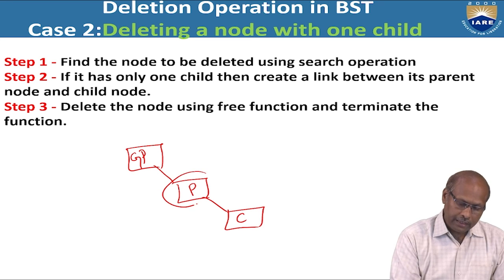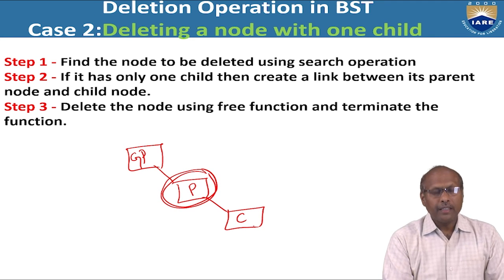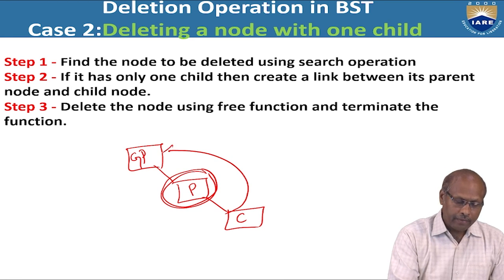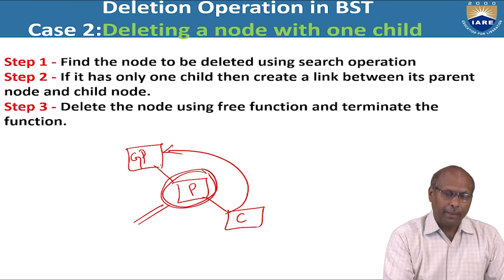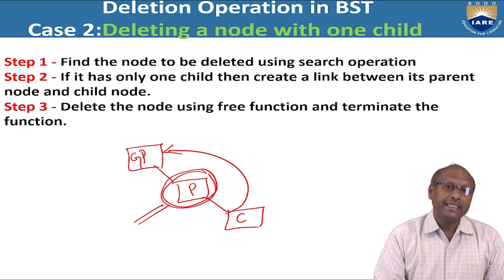If you want to delete this node, which has one child, after deleting this node, where does the child have to be? You have to attach this child to the grandparent. So this node can be deleted after assigning this child to the grandparent. So this is the process you have to follow while deleting a single child.